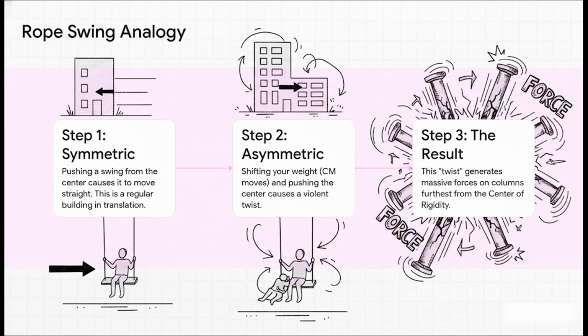But what if you scoot all the way over to one side of the swing? You've just shifted your center of mass. Now, when you get that same push from the center, what happens? You don't just go forward. You spin out in this violent, wild twist. That exact motion is what happens to a building, and that whipping action creates these enormous forces that punish the columns furthest away, pushing them way past the breaking point.